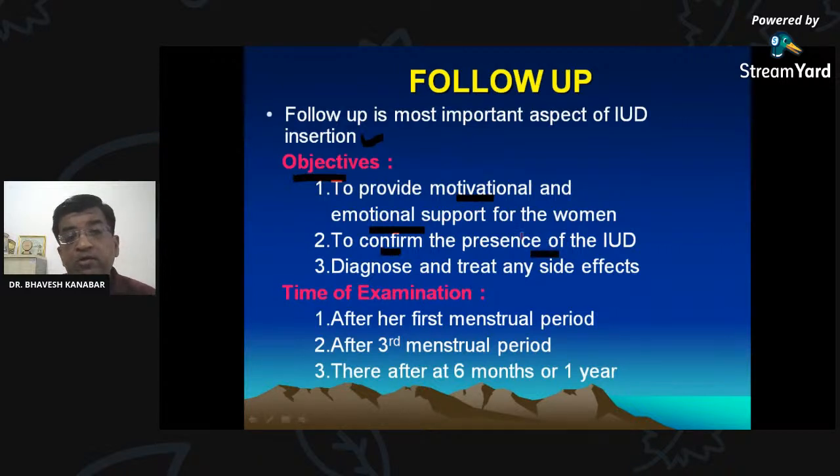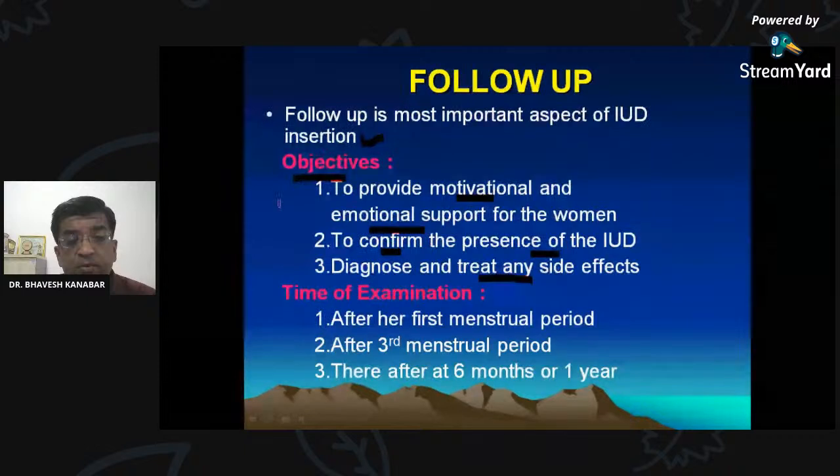For that also, we need to follow up. She can be asked, she can be taught how she can confirm by herself that it is present at the proper place. You know that there are strings, so the strings can be below the vagina, and if she can feel the strings easily, then it is placed at the proper side, and there should not be any abdominal pain.